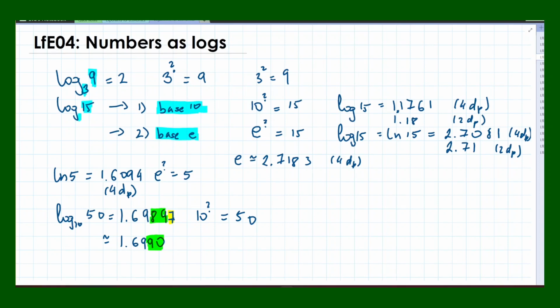ln 5. Well, ln itself tells me that this is base e. So again, I know the base, but on top of that, I also know the argument. What's the number behind the log? And the last example, same. I know the base and I know the argument. The argument is an exact number and the base is an exact number.